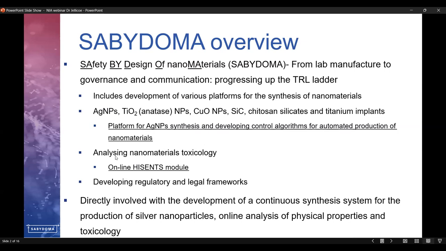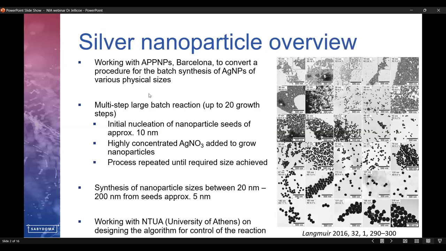We're directly involved in the development of continuous flow processing for the production of various nanoparticles, including silver, and trying to do online analysis of the physical properties and toxicology of those materials. We're working with Applied Nanoparticles in Barcelona, who have synthesized a bunch of silver nanoparticles in various sizes. We wanted to replicate this work under continuous flow. They were able to give us nanoparticles between 20 and 200 nanometers. And we're working with NTUA on designing an algorithm for controlling the reaction.